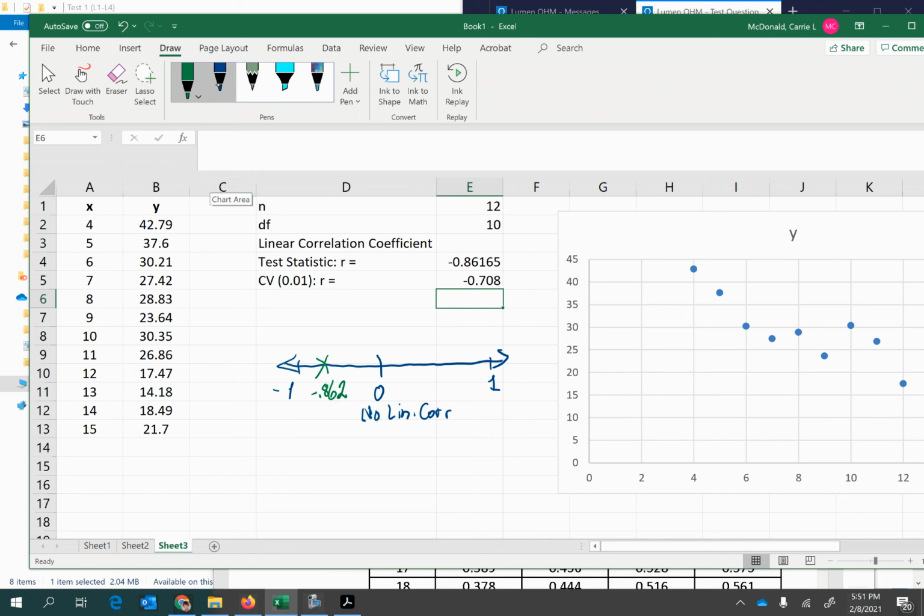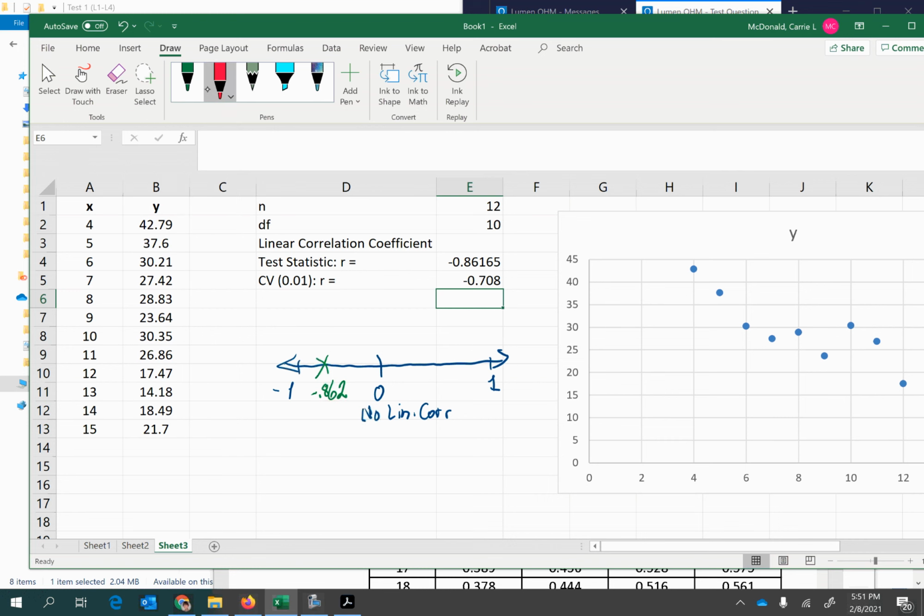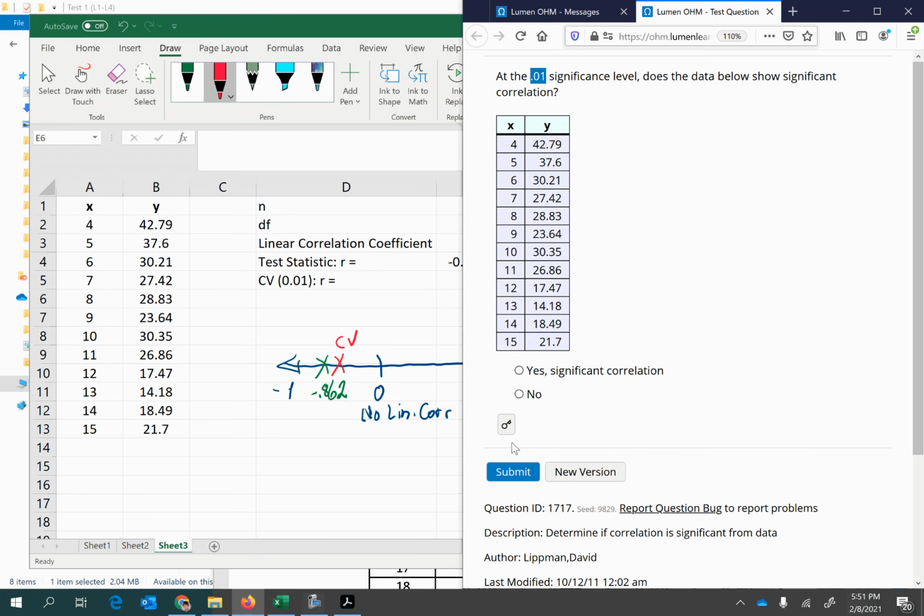And then let's look at where our critical value is. The critical value is negative 0.708, so that would actually be over here. So the critical value is what you have to meet or beat. In other words, you have to get farther away from 0 than that mark. And since our test statistic is closer to -1, there is significant linear correlation here. So that's our answer. We're just going to say yes, there is significant linear correlation for this set of paired data.